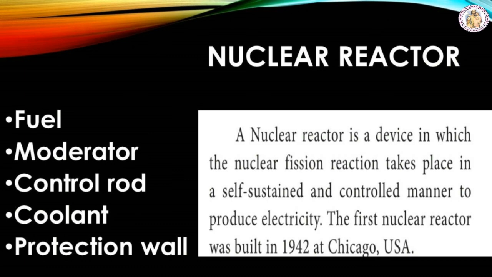The first nuclear reactor was built in 1942 at Chicago, USA. Many types of nuclear reactors are there, and different types are used in different places worldwide. Let's see the components of a nuclear reactor: fuel, moderator, control rod, coolant, and protection wall. These are the essential components of a nuclear reactor.